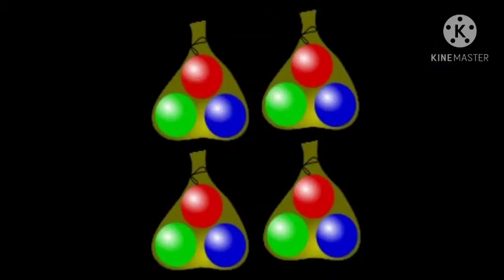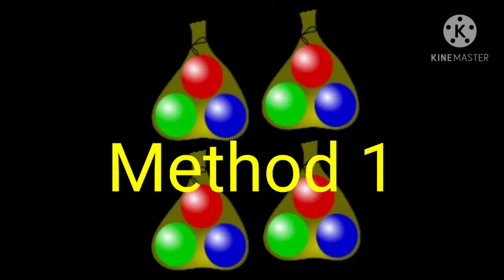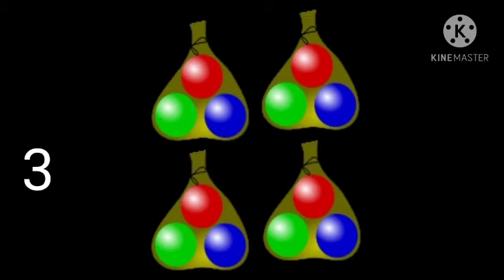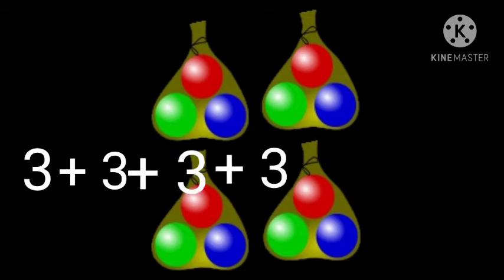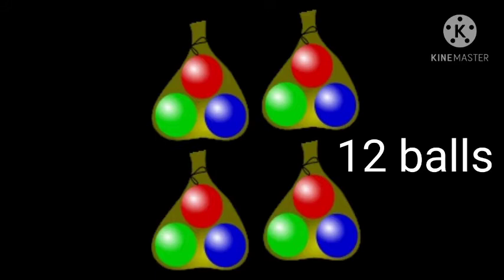Students, look here. We have 4 bales here and each bale is having 3 balls in it. Let's find out how many balls are there in all. The first way is to count the number of balls. So let's count with me. 3 plus 3 plus 3 plus 3, because each bale is having 3 balls in it. So we have 12 balls in all.